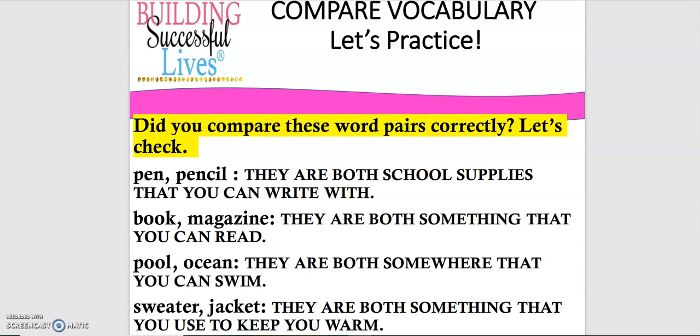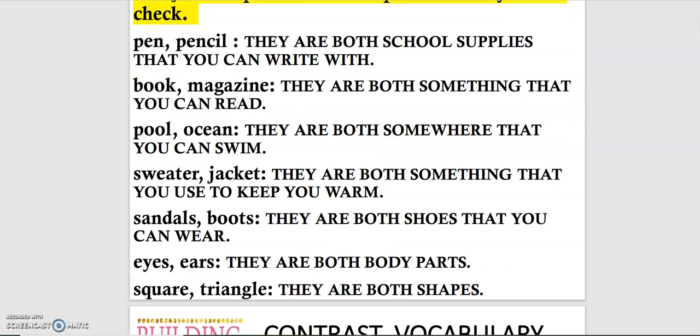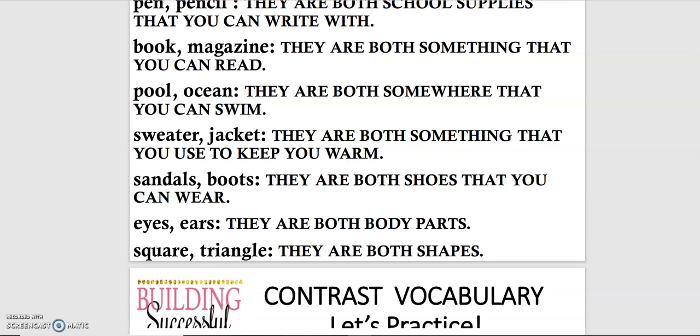Did you compare these word pairs correctly? Let's check. Pen and pencil, they are both school supplies that you can write with. Book, magazine, they are both something that you can read. Pool, ocean, they are both somewhere that you can swim. Sweater, jacket, they are both something that you use to keep you warm. They're both clothing items. Sandals, boots, they are both shoes that you can wear. Eyes, ears, they are both body parts. Square, triangle, they are both shapes.